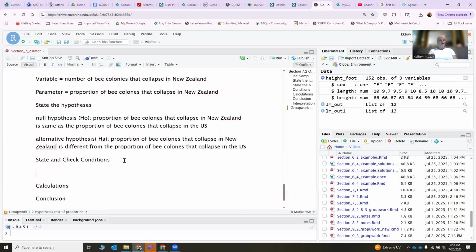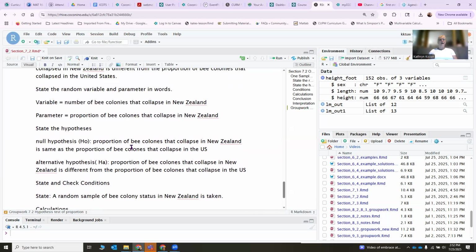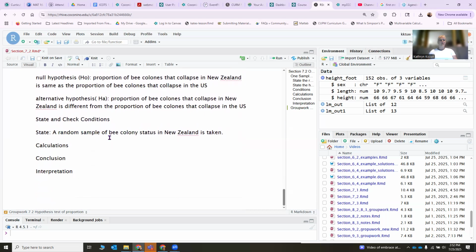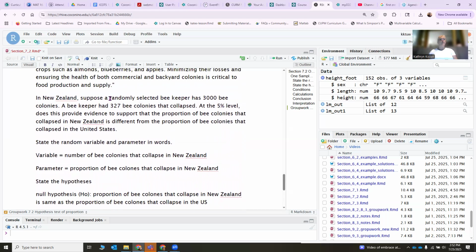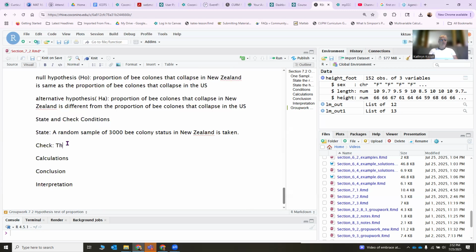Now we want to state and check the conditions. The first one is we're going to state that a random sample of bee colony status in New Zealand is taken. And if I remember correctly, we had 3,000. So we'll put in a random sample of 3,000 bee colony status is taken. We're going to now check this. And unfortunately, we have no idea because we don't know where this information came from. Oh, I'm sorry, we do. It does say randomly selected. So this was stated in the problem, that a random sample was taken.